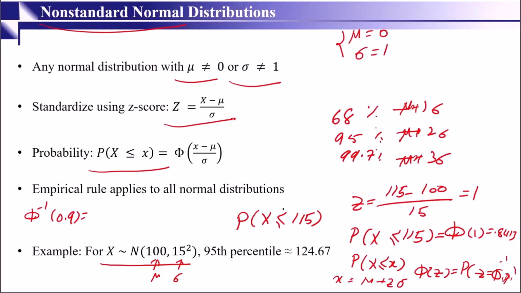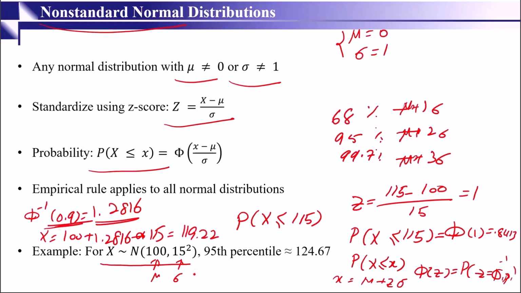It will be 1.2816. I will show you how to find it using Python as well. Then x is equal to 100 plus this value 1.2816 multiply 15, which is equal to 119.22. This is the 90th percentile.